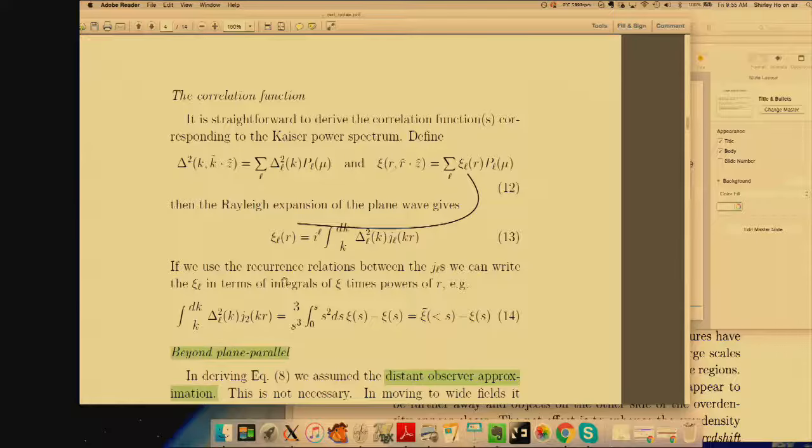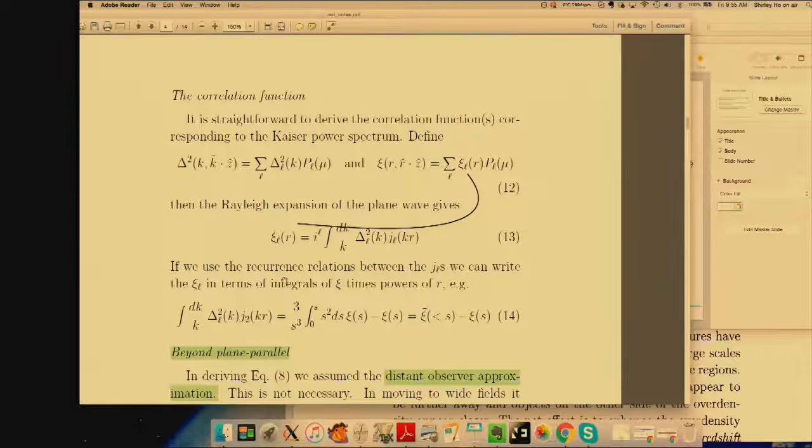So the correlation function. Some of you have seen this before. I think in the inflation lecture you have seen the correlation function and the power spectrum, but usually they do it for the early universe. Here, I'm showing you what you do for the low redshifts. It's the same math, but you might not have seen it in this way before.